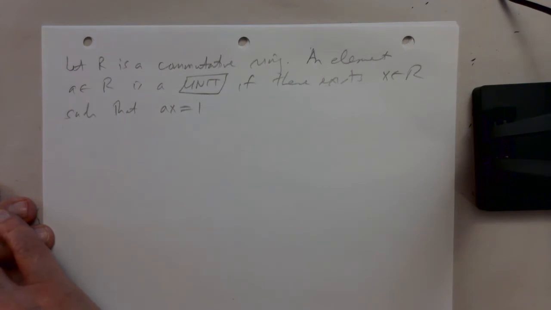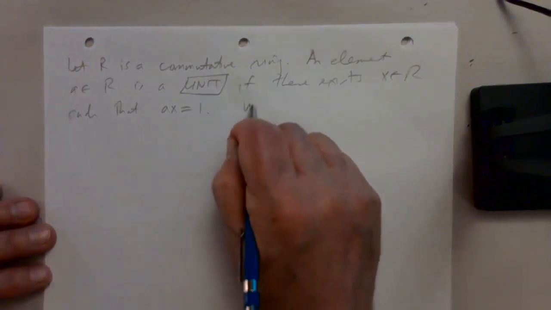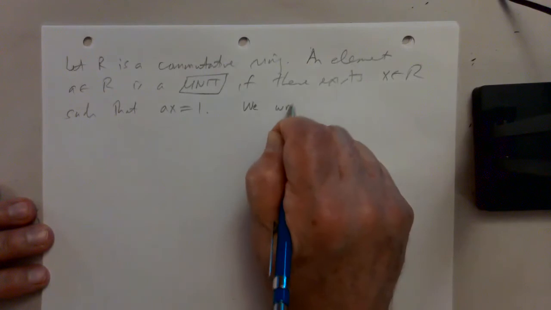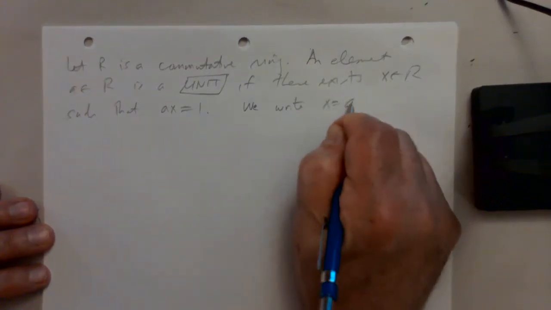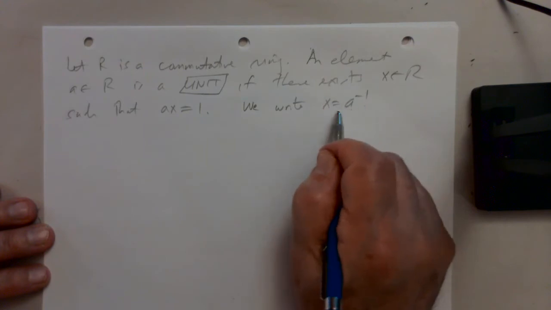So remember, a commutative ring is an abelian group under addition. You can multiply, and the multiplication is commutative. And an element is a unit if it has an inverse. We usually write the inverse element X as A to the power minus 1. This means the multiplicative inverse of A.